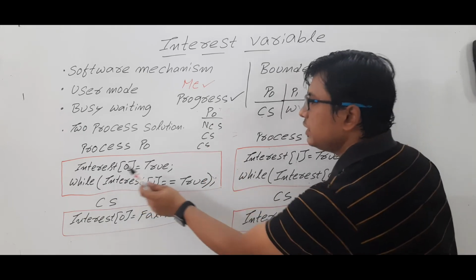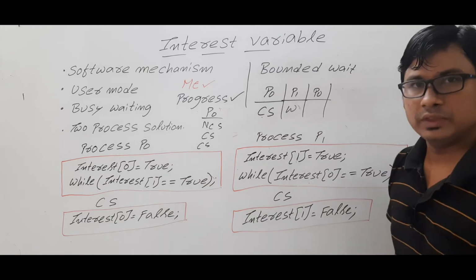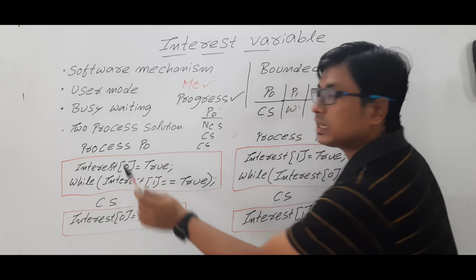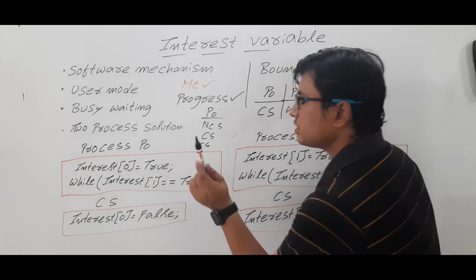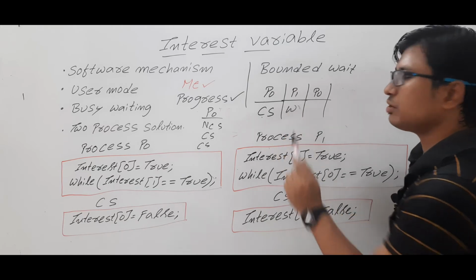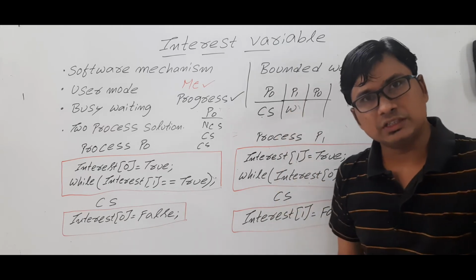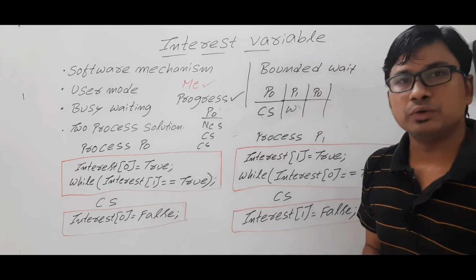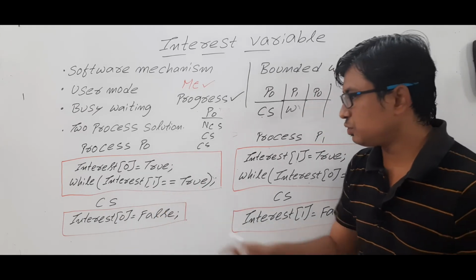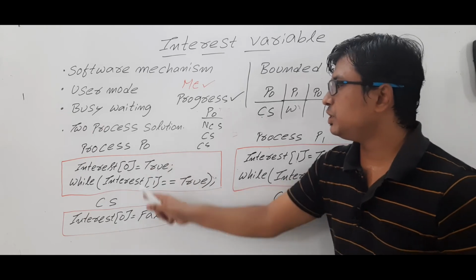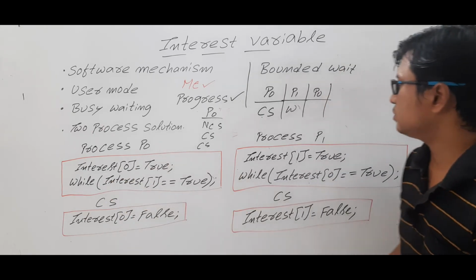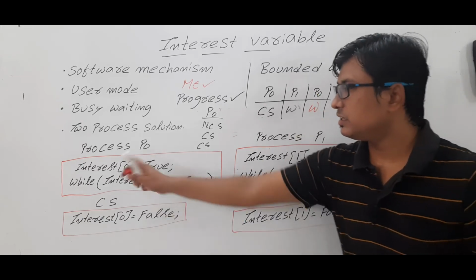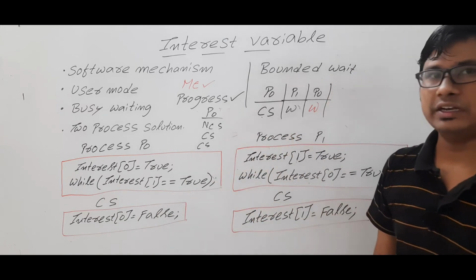So what will it do? Interest of 0 is equal to true. Am I right? Now it wants to enter into the critical section. Then this condition should be false. Interest of 1 is equal to true. Process P1 is also interested to enter into the critical section, so this value will be true. True is equal to true, so this condition is true. If this condition is true, process P0 will again execute the while statement. So again it is executing the while loop, meaning it is in the busy wait. It has not entered into the critical section.